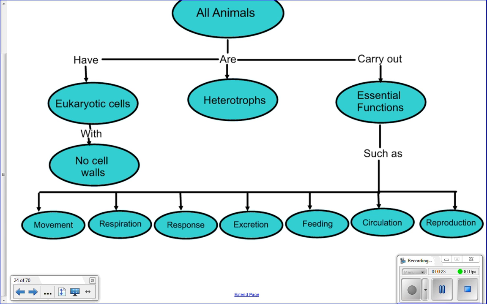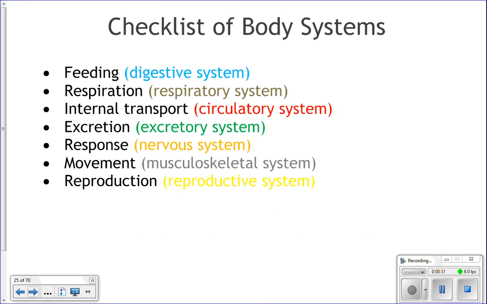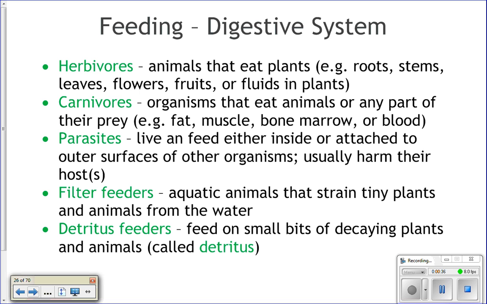And in this video, we're going to talk about 2 of those essential functions. We're going to talk about feeding and respiration. So again, here's your checklist of your body systems. For feeding, animals are going to have some sort of a digestive system that they will need in order to digest their food and get energy from their food. But you have all sorts of different feeding types, or what the animals will eat.